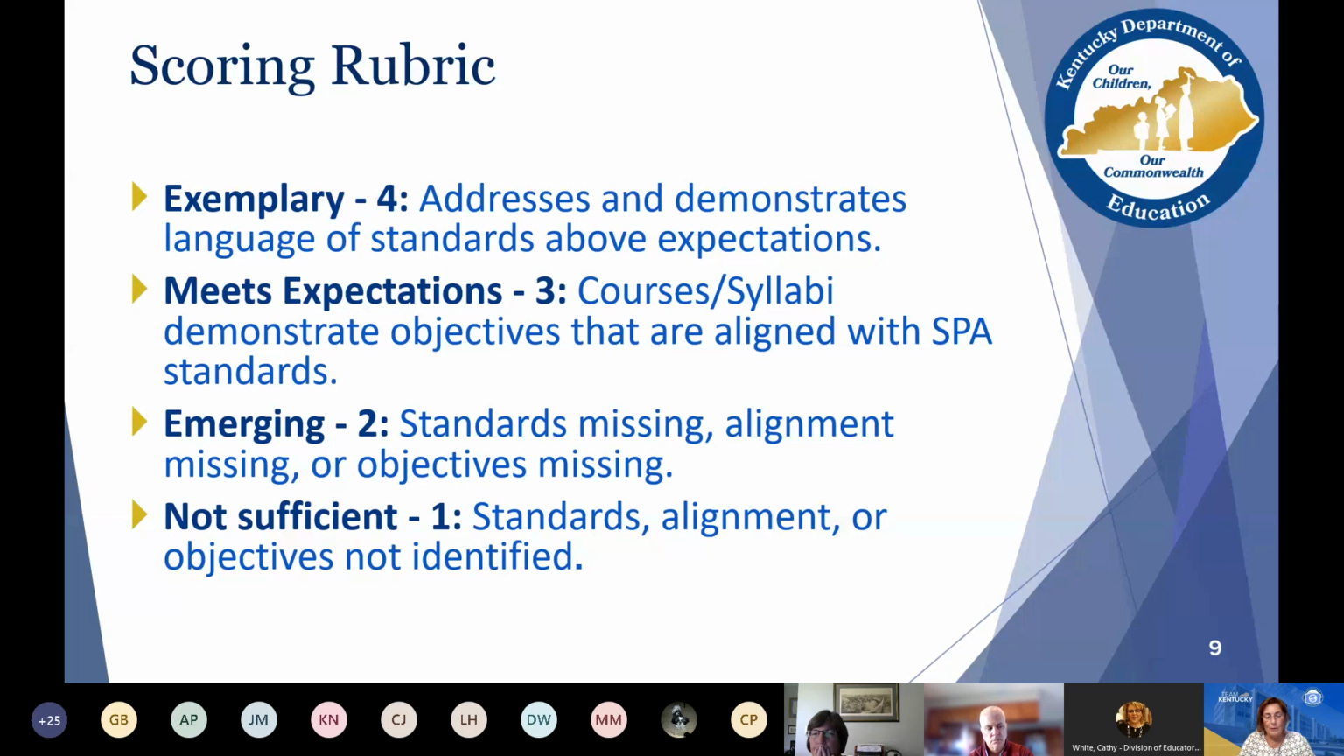So as you review the programs, you want to see how the SPA standards and elements are addressed through the course objectives, the experiences, and the discussion. The requirement is that through all their required courses, they would have demonstrated each of the SPA standards and elements.